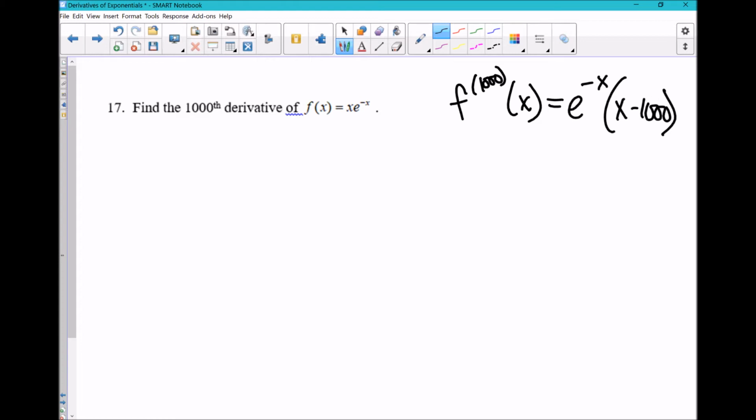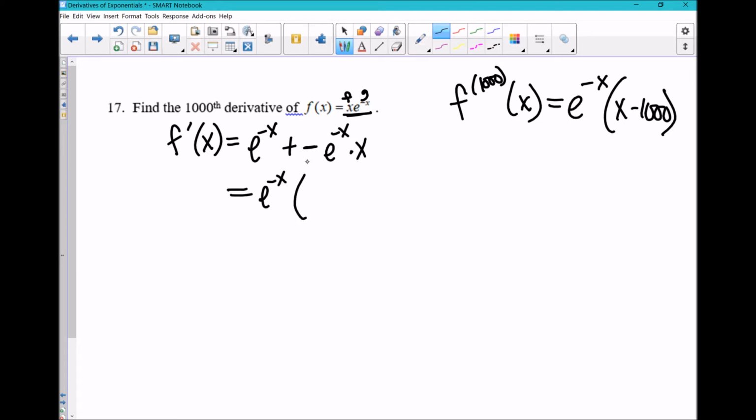How'd you get that? Again, remember, we're going to look for a pattern. First derivative, we're going to use the product rule here. There's your f, there's your g. Got to use the chain rule on the second part. Derivative of x is just 1, and then so times e to the negative x plus derivative of e to the negative x is a negative 1 e to the negative x, and then times x. So notice, of course, we can factor out e to the negative x, and we're left with 1 minus x.